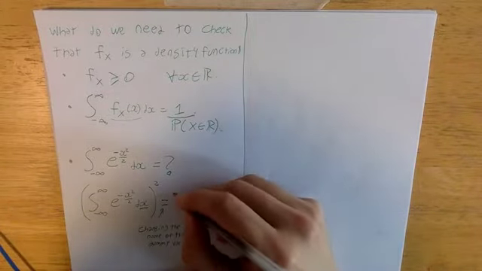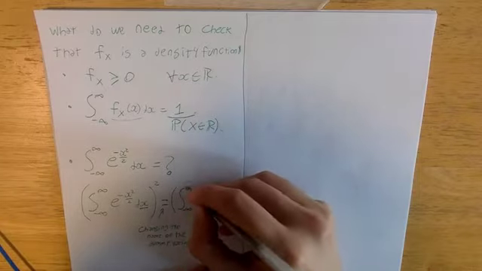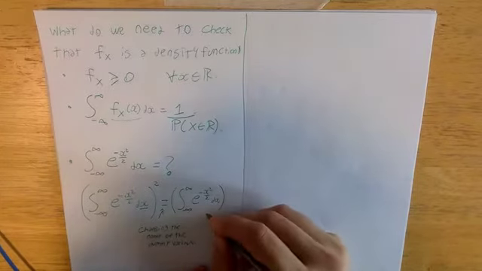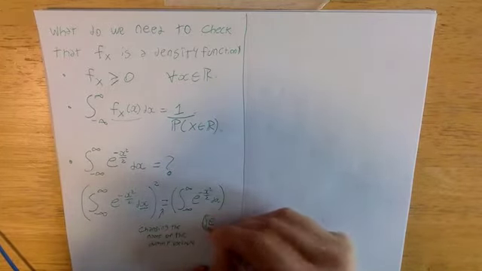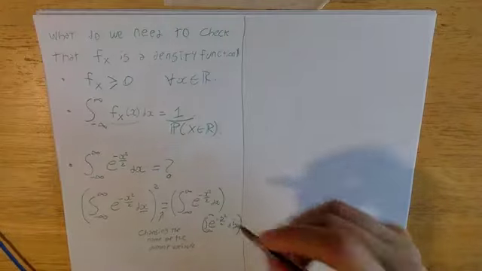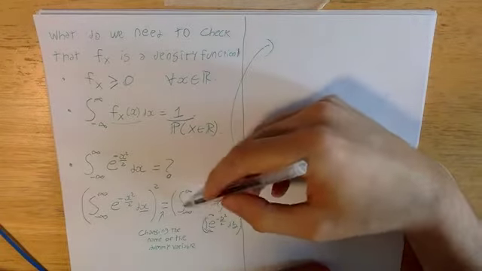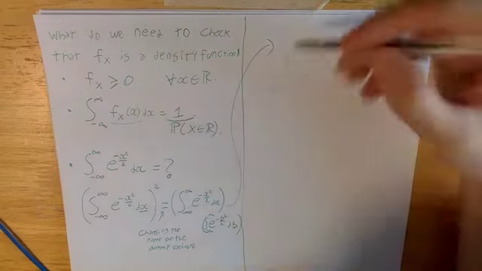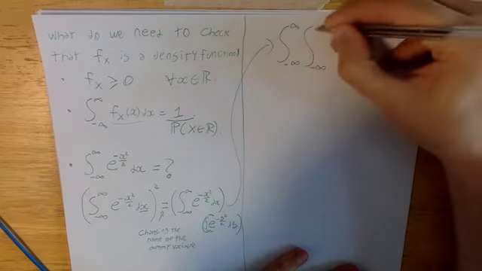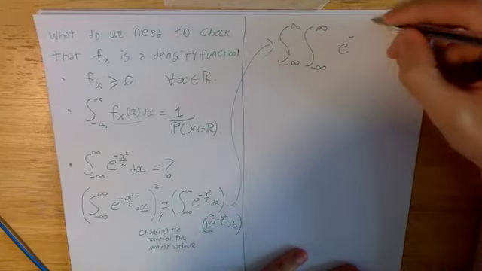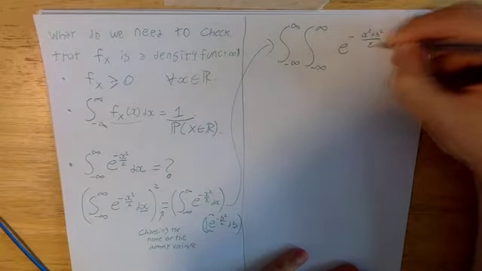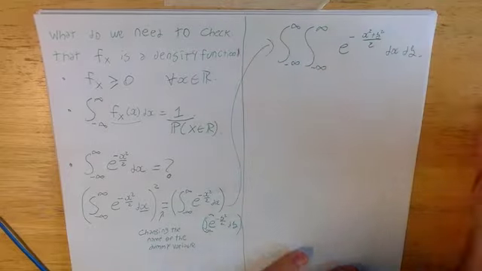So in particular, I can take that this is equal to the integral from minus infinity to infinity of e to the minus x squared over 2 dx times the integral from minus infinity to infinity of e to the minus y squared over 2 dy. But the multiplication of two integrals that have different dummy variables can be written as the double integral of the product, e to the minus x squared plus y squared over 2 dx dy.